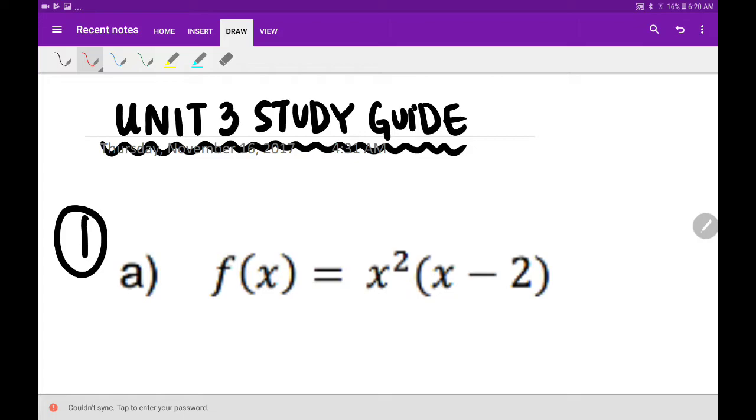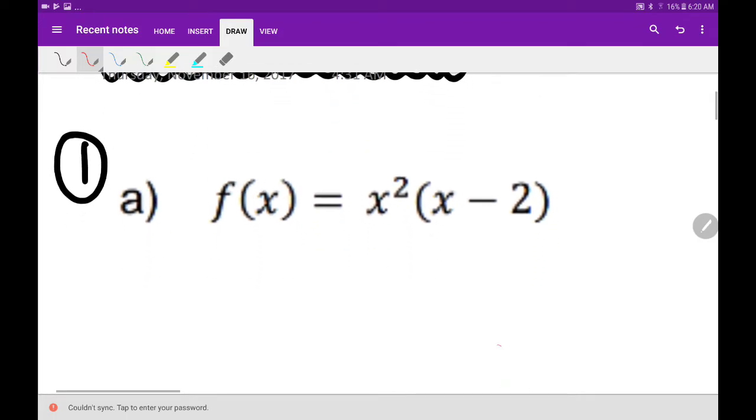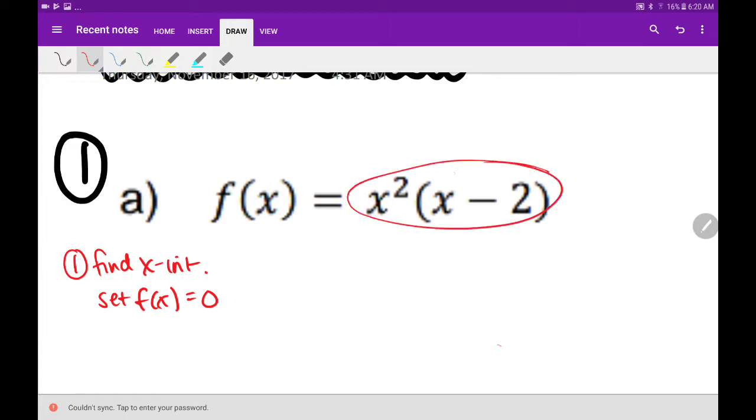Let's start with number 1A. It says sketch the graph. Now, whenever we want to sketch a graph, the very first thing that we do is find our x-intercepts. And we'll do that by setting the function equal to 0. So in this case, I'm going to set this function equal to 0.